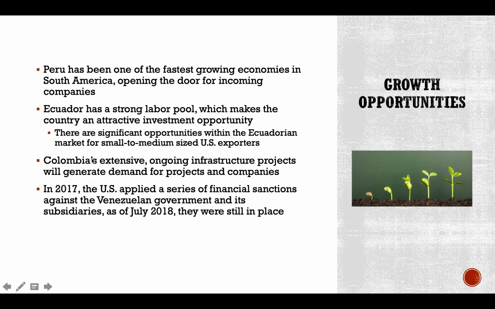For Peru, Ecuador, and Colombia, you can see that there is a lot of growth happening, especially for Colombia's demand for new projects, new infrastructure, buildings, and so on. They're going to need a lot of people to invest in them, and many job opportunities and also marketing opportunities will open up in this area.